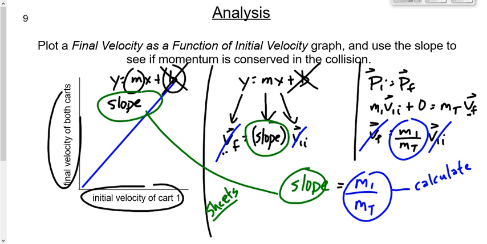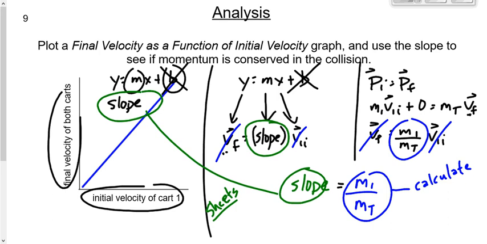Why? Well, because look at what we assumed over here. I assumed that momentum is conserved, PI is equal to PF. If those two numbers are equal, then my assumption is correct. If those two numbers are not equal, then my assumption was wrong. So if they're equal, momentum is conserved. If they're not equal, the momentum is not conserved.